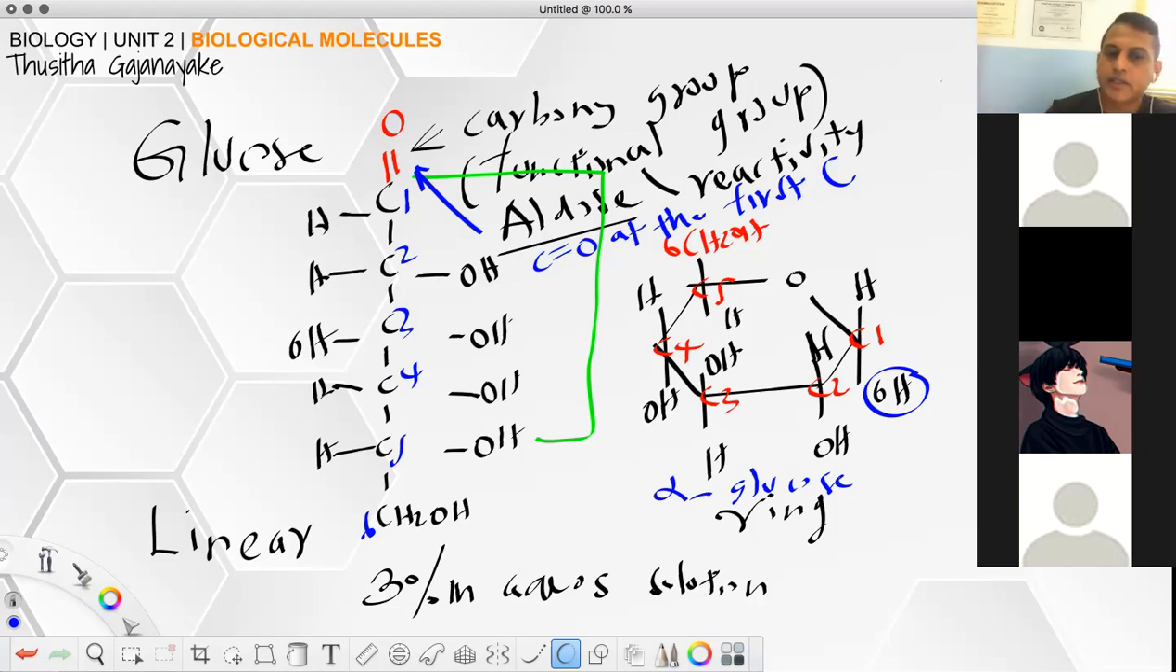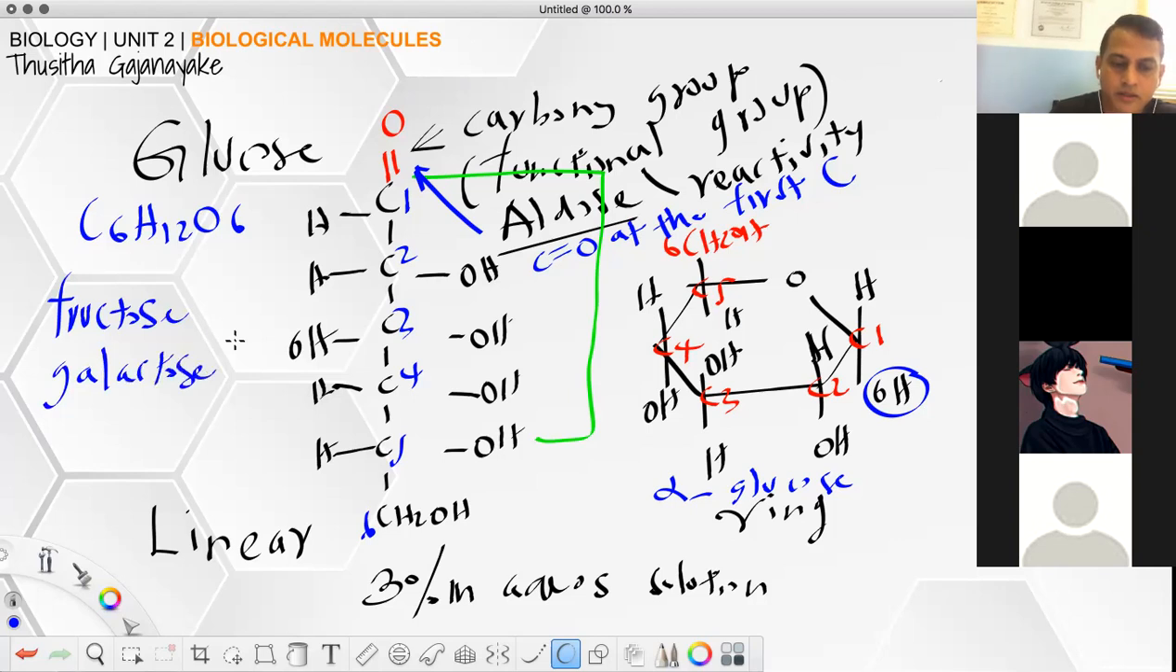Okay, if we take the 3 monosaccharides, glucose, fructose and galactose, they have the same chemical formula, that is C6H12O6. Fructose and also galactose also have this formula.